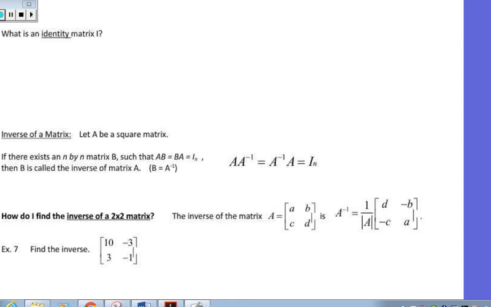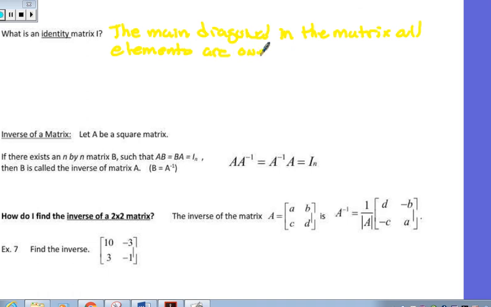First thing I'm going to talk about is what is an identity matrix, and that's when the main diagonal in the matrix, all the elements are 1s. Okay. All other elements are 0.